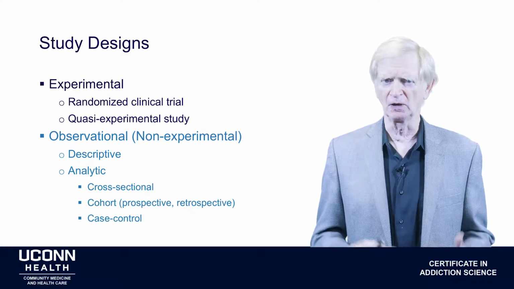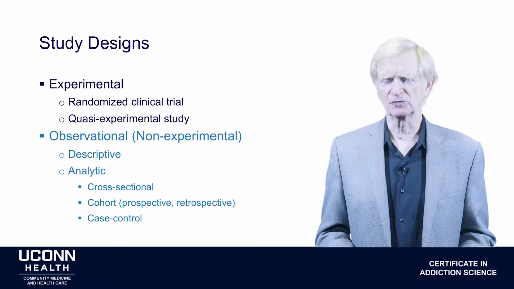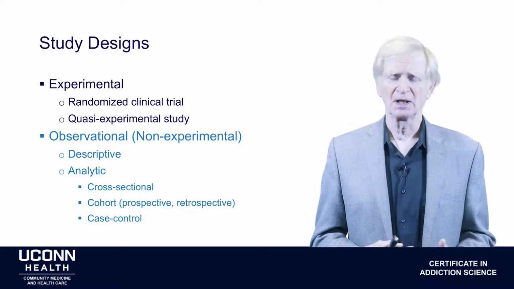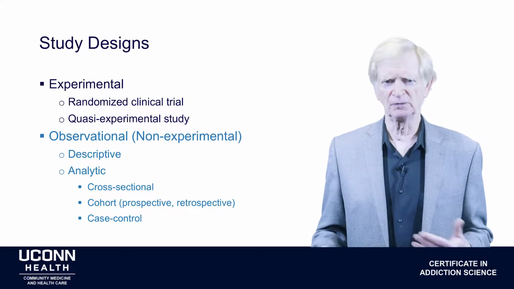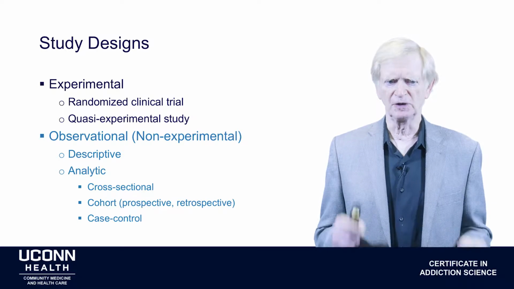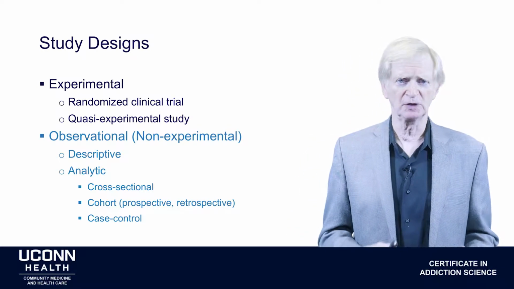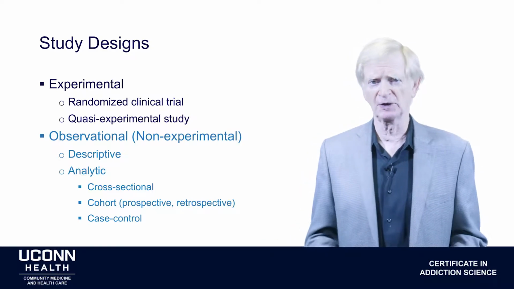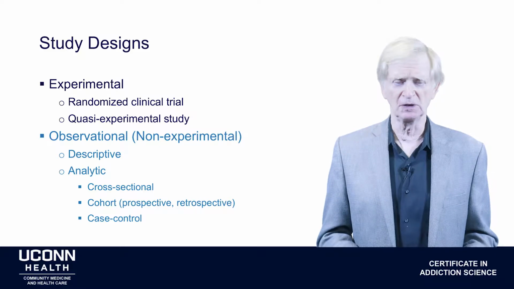The randomized clinical trial is considered to be the type of research design that can prove causality. But often we can't have the luxury of randomly assigning people to different treatments that were chosen by the investigators. Sometimes we have to go out in the real world, find people who are exposed to a particular type of treatment or a particular type of harm reduction program, and study them where they're actually receiving the treatment.